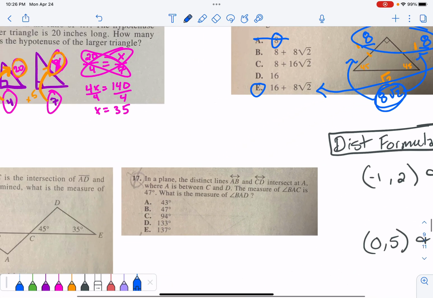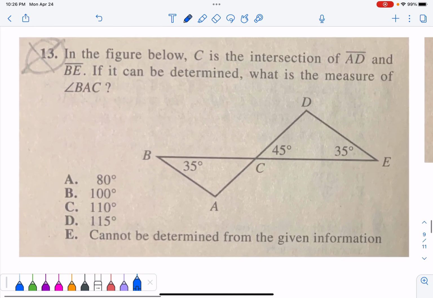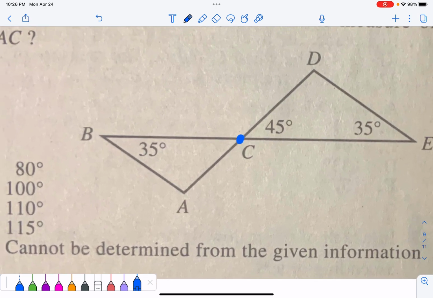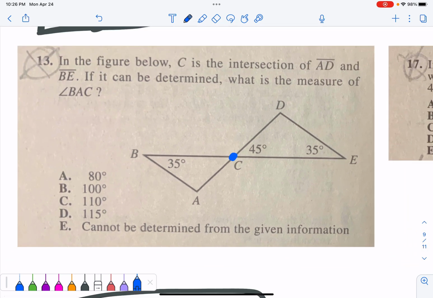All right. A couple more geometry things that have to do with angles. I threw some of these in here just to kind of refresh. In a triangle, the angles have to add up to be 180 degrees. Let's see what we're trying to find. The figure below, C is the intersection of AD and BE. Now, we do not necessarily know that this is the midpoint, so this isn't necessarily the same length as that. We're talking about angles anyway, so it doesn't really matter the length. If it can be determined, what is the measure of BAC?